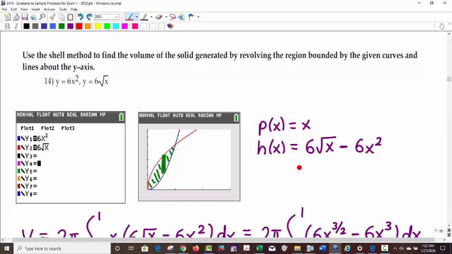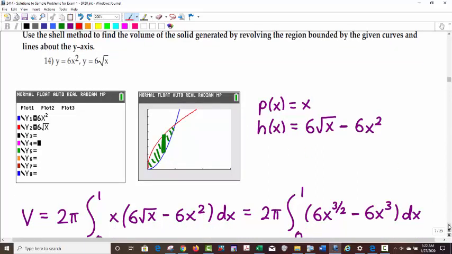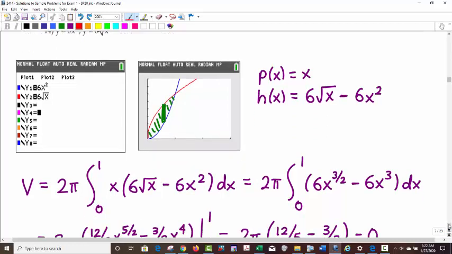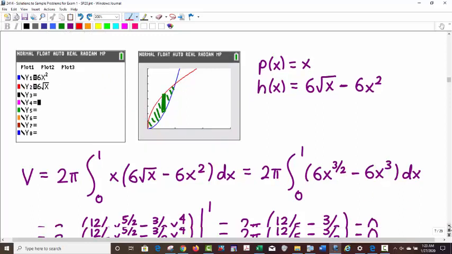Now the h of x is where you've got to consider the 2 functions. It's upper minus lower. If we were revolving around the x-axis, it'd be right minus left. Upper minus lower. Now, of course, if you get these backwards, it just means you'll get the negative of the right answer. But still, might as well do it right the first time. So the upper is the square root of x, the red graph, 6 square root of x, and then 6x squared is the lower. So here's the setup for that one.